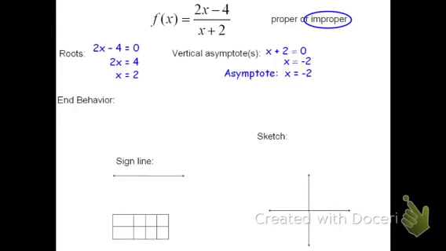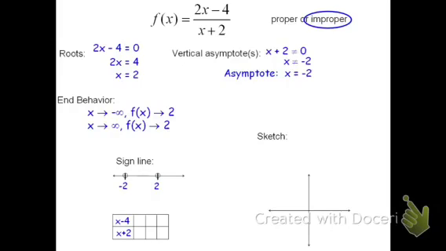For the end behavior, again, it's improper. The 2x over x reduces to a 2, meaning that the end behavior for both pieces is going to be 2. So as x goes to negative infinity or positive infinity, f of x goes to 2. For the sign line, we only have the one root and the one asymptote, meaning we only have the two critical points. And those are going to show up on the sign line.